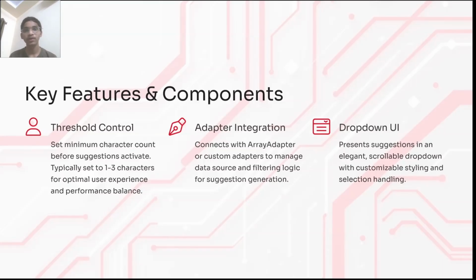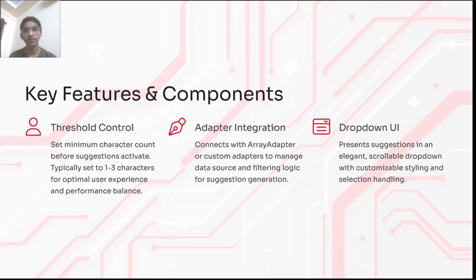Next, we have the adapter integration. The adapter is what connects the data source to the autocomplete TextView. It can be a simple ArrayAdapter if we are working with a small list, or a custom adapter if we want more control over the filtering logic and how data is displayed. And finally, the drop-down UI. This is the visual part that the user interacts with. The drop-down presents suggestions in a clean, scrollable list, and developers can even customize its styling to match the app's design.